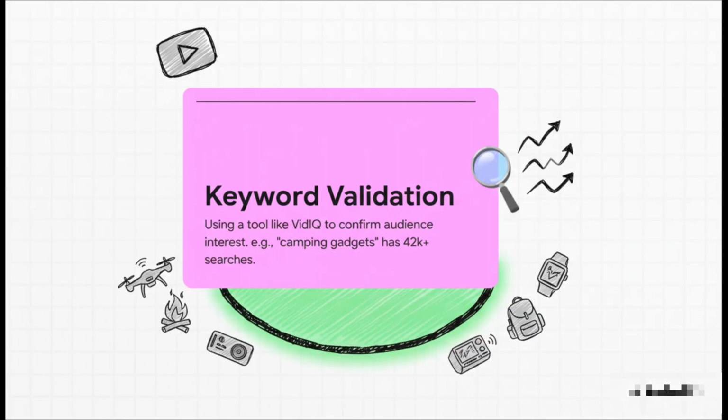But listen, having an idea is one thing. You've got to validate it. This step is so important. You have to use a tool, something like VidIQ, to make sure people are actually looking for your topic. I mean, the person who created our source material, they looked up camping gadgets and found over 42,000 people were searching for it every single month. That is your green light. That's how you know you're not just wasting your time.